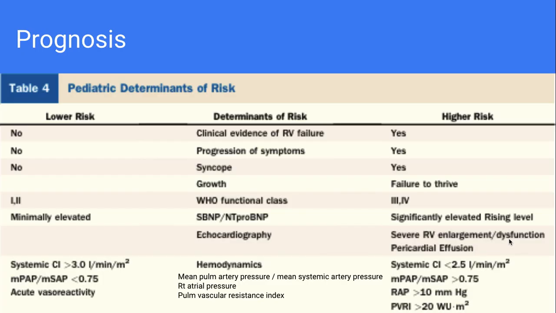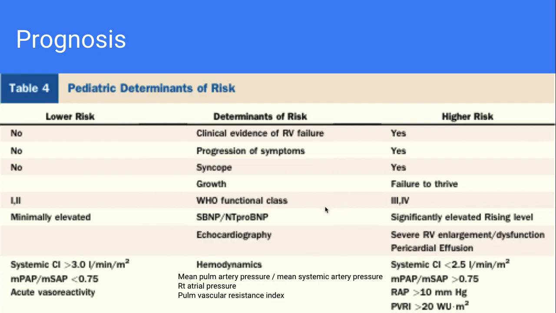For the prognosis of the patients, there's no really standardized determination for which patients are going to do better than others. But what we have seen basically from adults is that certain criteria can predict whether a patient will be at a higher or a lower risk of death. So some of the risk factors for death or a worse prognosis are any signs of right ventricular failure, progressive symptoms despite treatment, syncope, or failure to thrive, basically stunted growth.